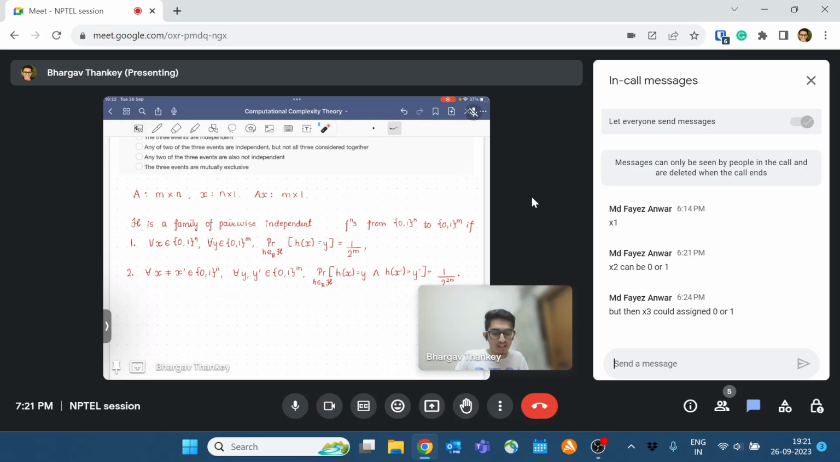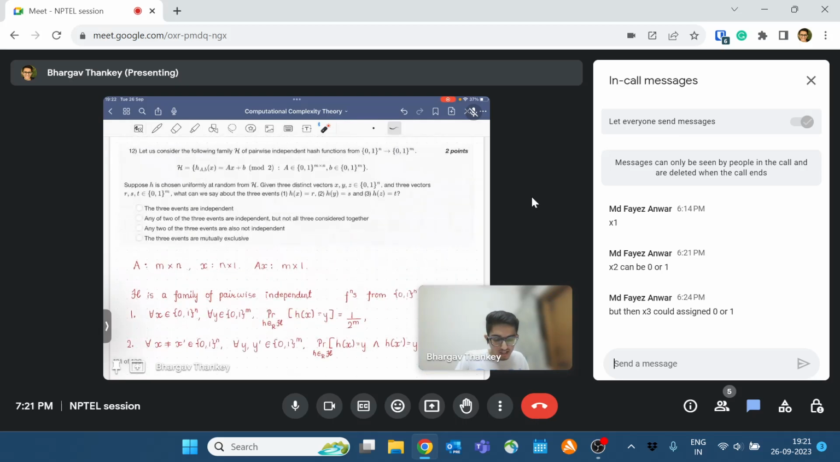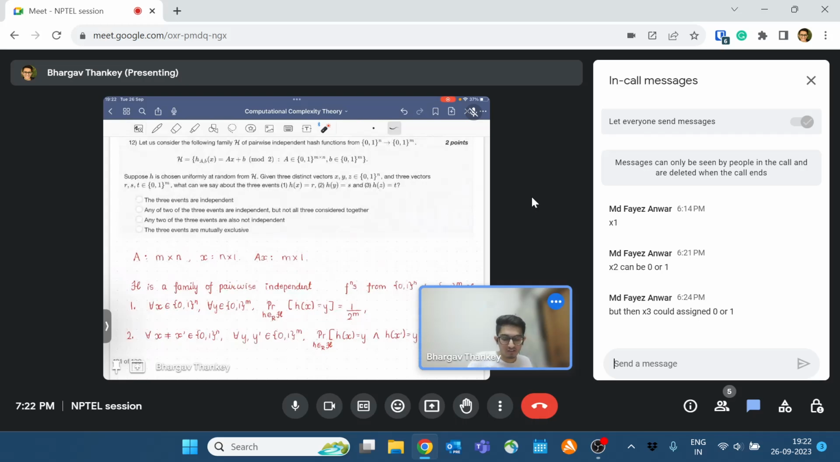The question is, we have a family of pairwise independent hash functions, and instead of two events, we have three events. And the question is, are the three independent? If they are not independent, are only two of them independent? And so on, right?